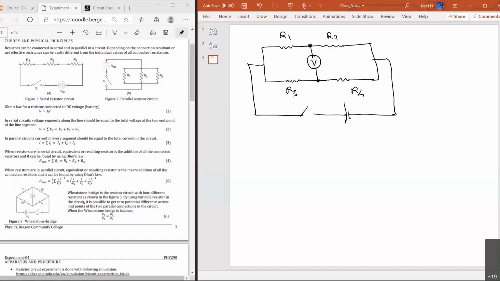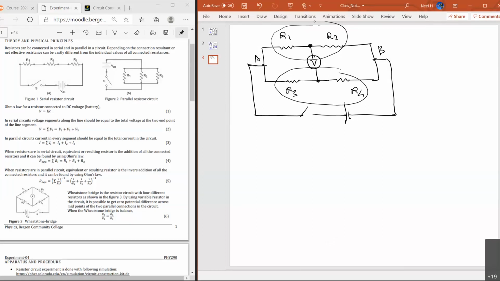So let's apply a voltmeter here. Now let's say this end is A, this end is B. Then you can see R1 and R2 serially connected, R3 and R4 serially connected, and the R1, R2 combination of these two parallelly connected to this. Okay, so that exact diagram is actually called the Wheatstone type circuit.